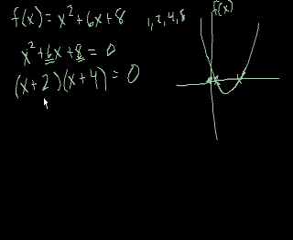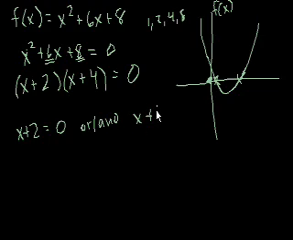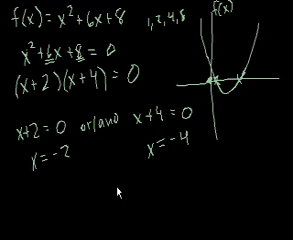Now if two expressions or two numbers times each other equals 0, that means that one of those two numbers, or both of them, must equal 0. So we could say that x plus 2 equals 0, and x plus 4 is equal to 0. Well, this is just a very simple equation. We subtract 2 from both sides and we get x equals negative 2. And here we get x equals minus 4.